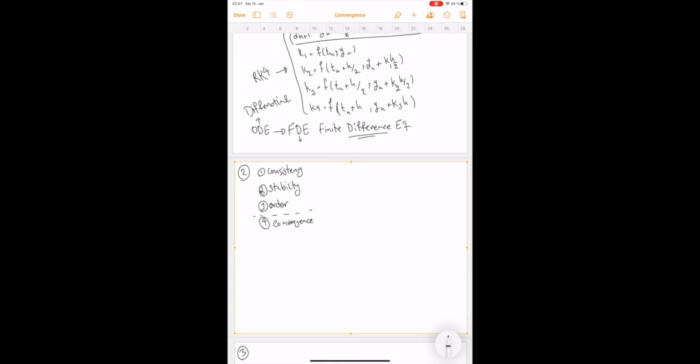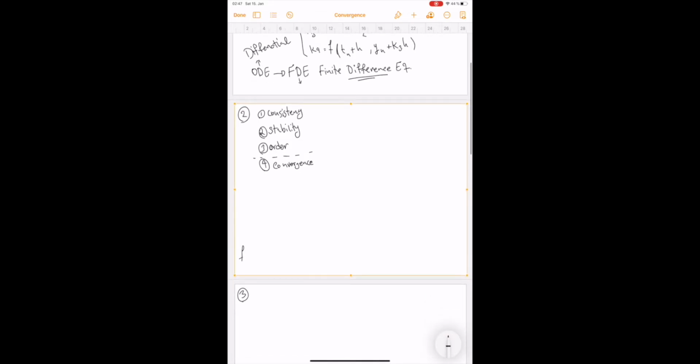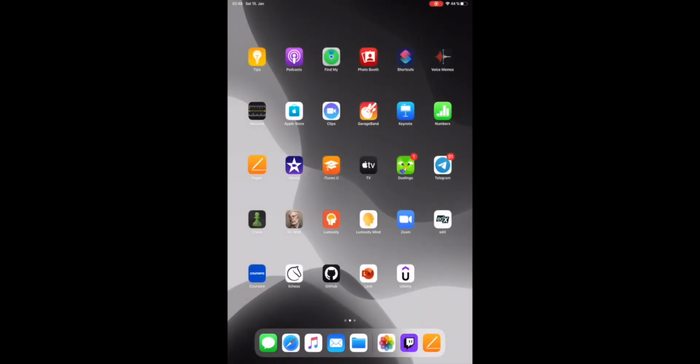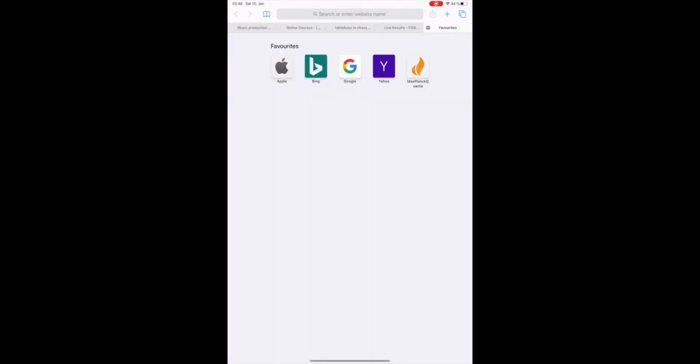Okay, but before we start with consistency, I give you a further reading material. There's a book called Numerical Methods for Engineers and Scientists by Hoffman, and probably you will find the version from 2001. And basically we can check whether the library at KIT has this book or not.